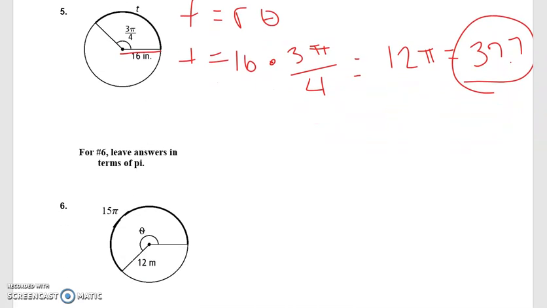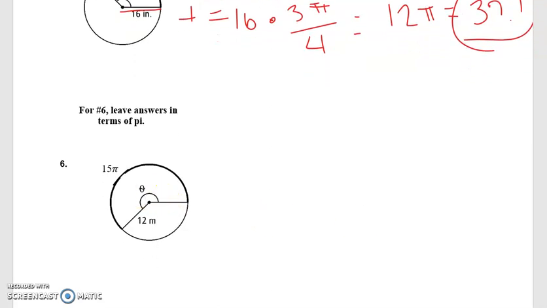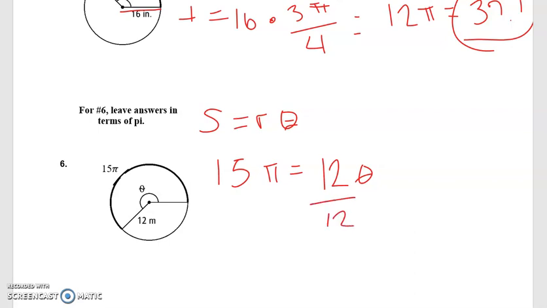Cool. For number 6, leave answers in terms of pi. So this one's a little different because it's s equals r theta. We're looking for theta this time. So s equals 15 pi. R equals 12, and we want to know theta. So if we want to get theta by itself, we need to undo the multiplication of 12. The opposite is division. What we do to one side, we do to the other. And we get 15 pi over 12. That's our answer.